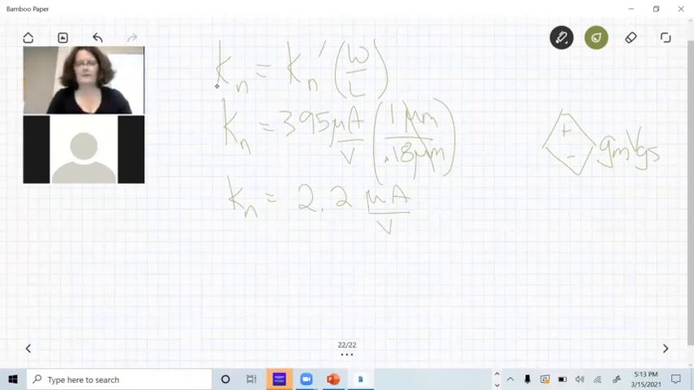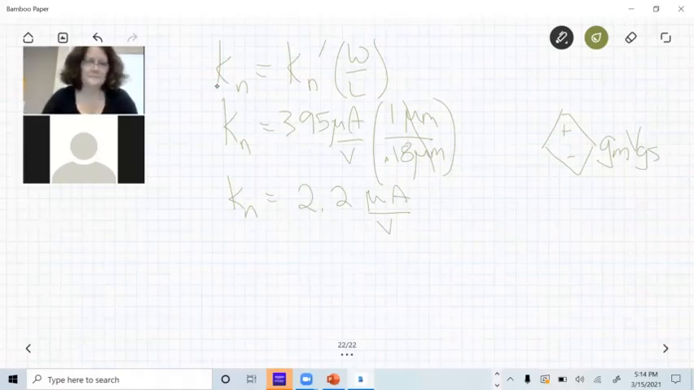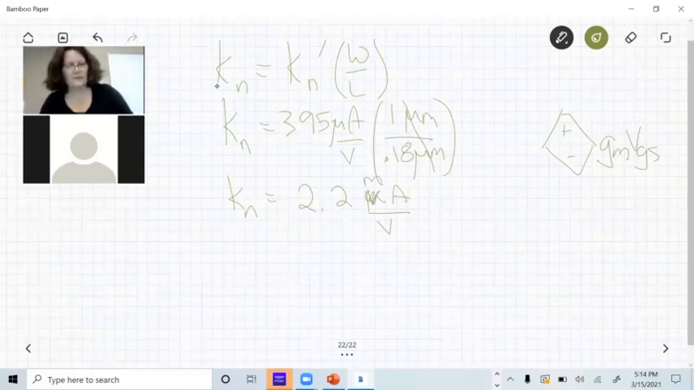I have a calculator here. 395 divided by 0.18. This has got to be off. Yes, it is. It should be milli. That's what's wrong. Milliamps per volt for that particular transistor.